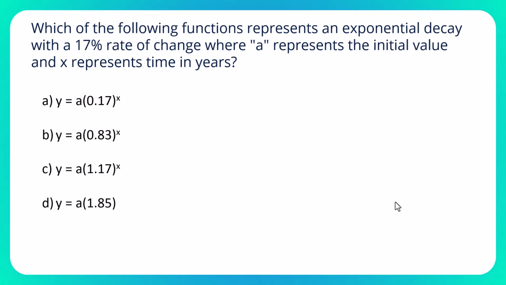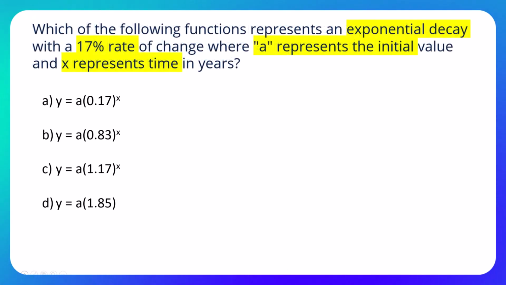Okay, the next question is, which of the following functions represents an exponential decay with a 17% rate of change, where a represents the initial value and x represents the time in years? Highlight the important information. This is an exponential decay problem, so we're going to use the exponential decay function. We have a rate of 17%, and a is going to represent the initial value.